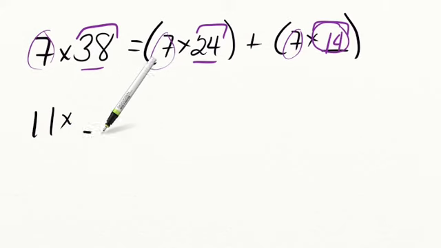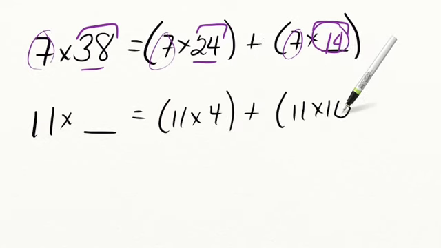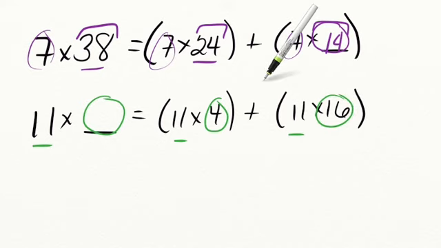11 times what equals 11 times 4 plus 11 times 16. All right, so we know that 11 is staying the same. We're not breaking apart 11, we're breaking apart this number right here. So we broke apart this number into 4 plus 16. So 4 plus 16 equals 20. So 20 is that number that we were breaking apart.